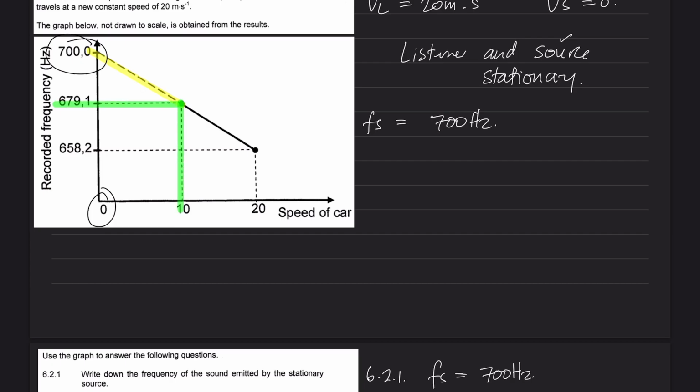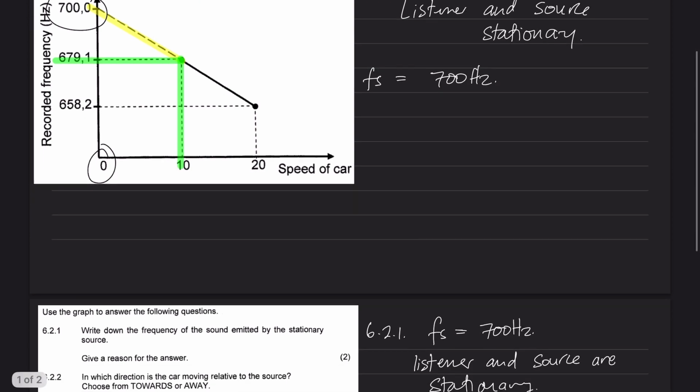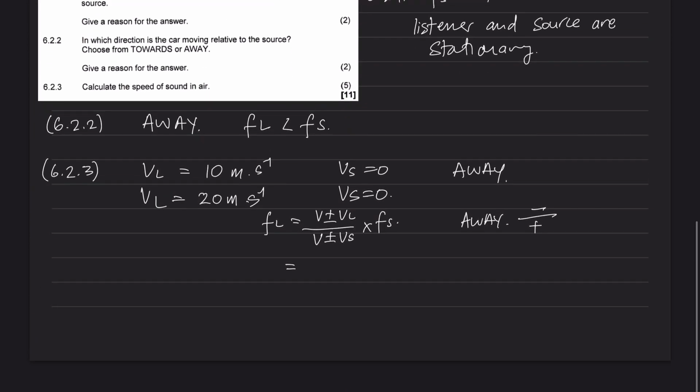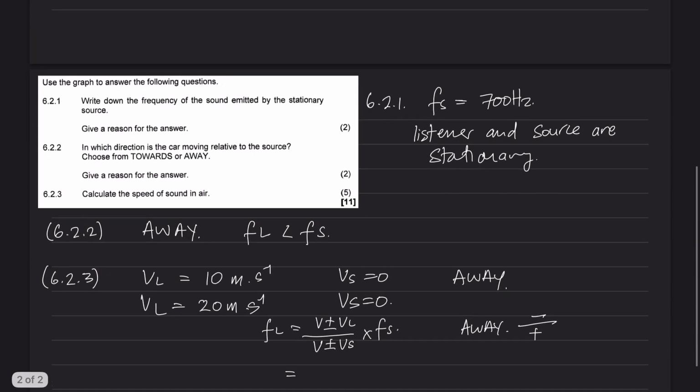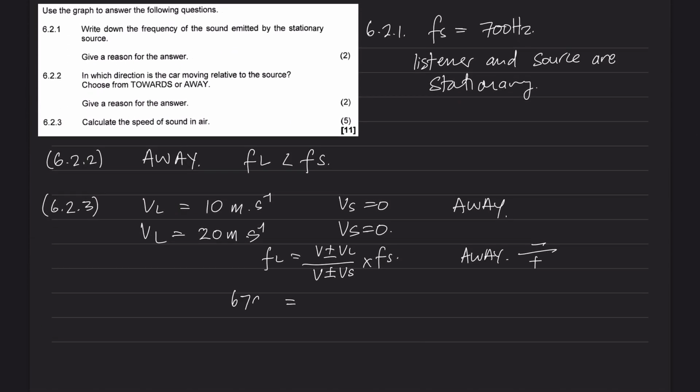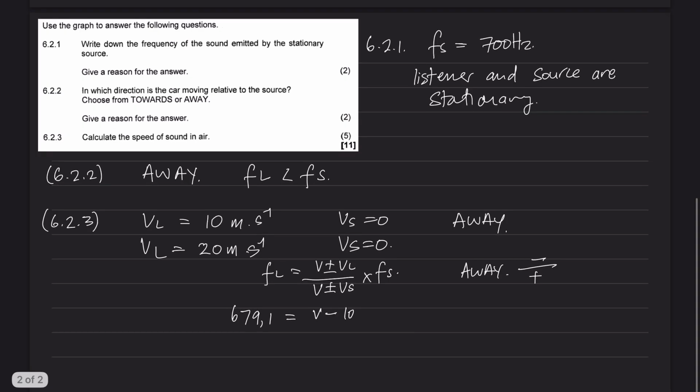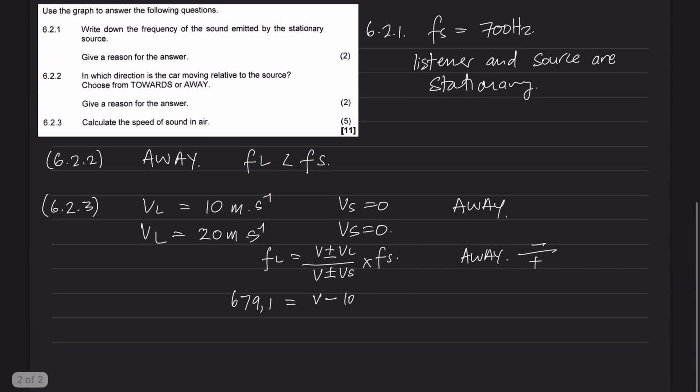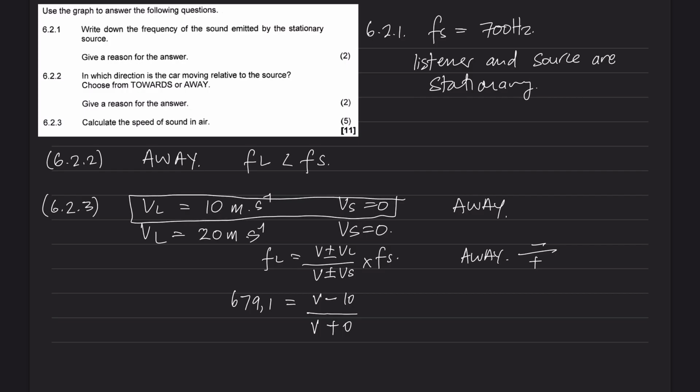So the frequency of the listener rather is 679.1. So 679.1 is equal to V, then we're going to have minus VL, which was 10. Yep, correct. Divided by V plus 0, because remember the source is 0. So this is the one that we're using. And then multiplied by 700. Let's simplify.